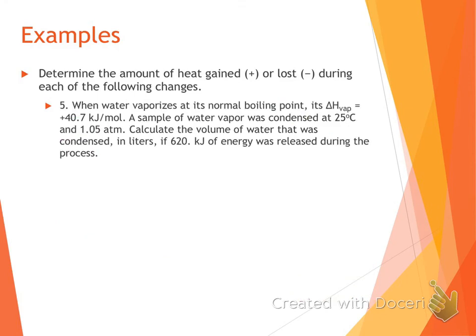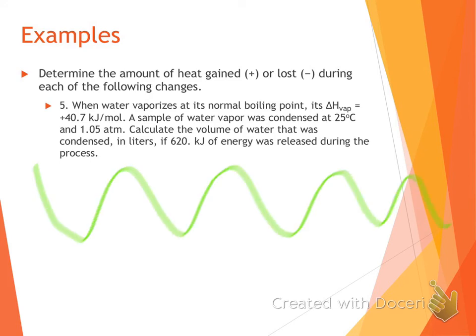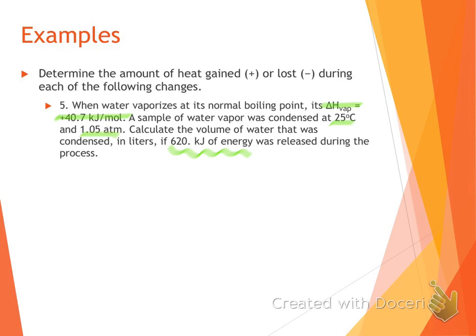Moving on to number 5, it's a little different than the examples we've seen. You can go ahead and pause the video and give it a try on your own. We are talking about water and its boiling point, the heat of vaporization. We're at 25 degrees Celsius and 1.05 atmospheres of pressure. We want to find the volume of water if 620 kilojoules of energy was released. So again, you can give that a thought, try it out, pause the video and resume, or continue on for the details.